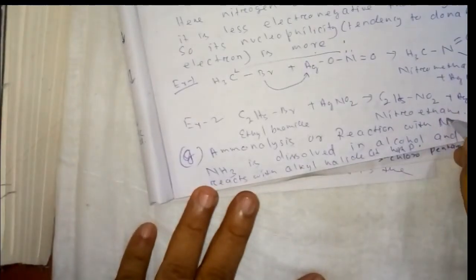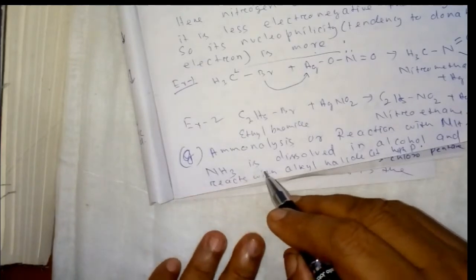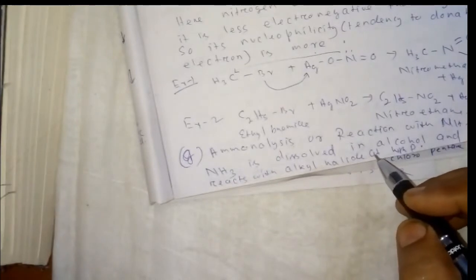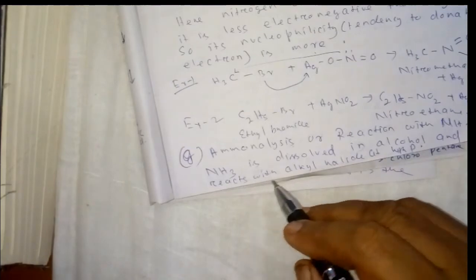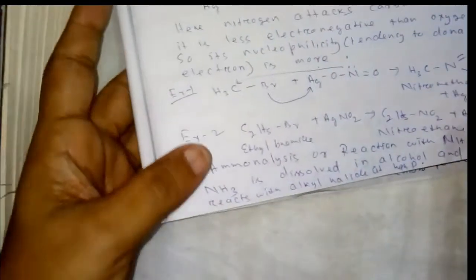Next substitution reaction is ammonolysis, or reaction with ammonia. Ammonia is dissolved in alcohol. There is a reason why, but it will be difficult for you, so I am not explaining it. Ammonia is dissolved in alcohol and reacts with alkyl halide at high pressure, in a closed chamber. So we get amines.